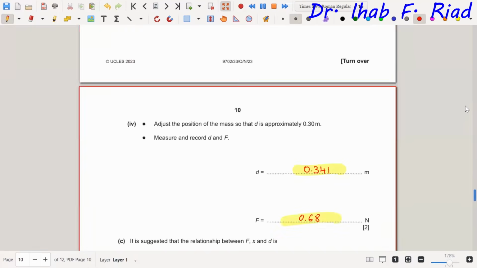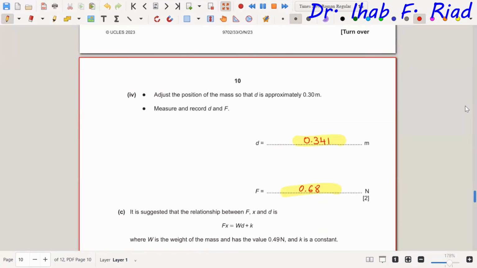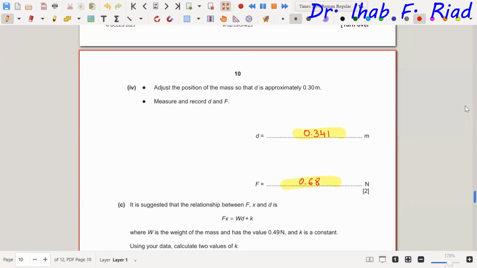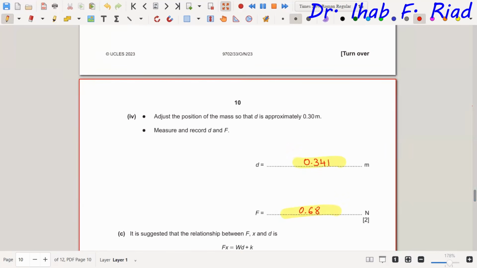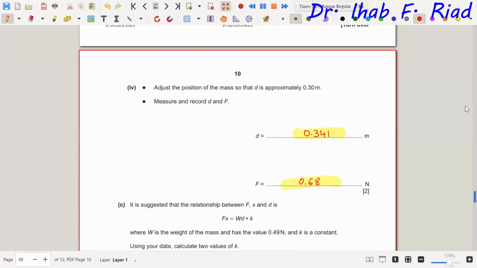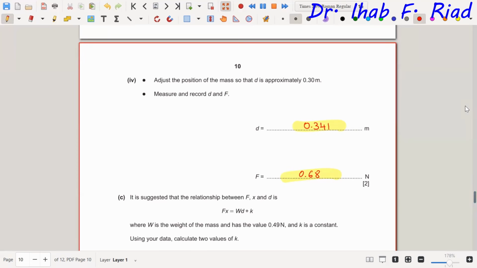Okay? And we do need to do the whole thing again. We have to try to lift the piece of wood gently till it is just above the boss. So we have again two values for D and we calculate the average. We have two values for F and we calculate the average. Okay? Are you following?